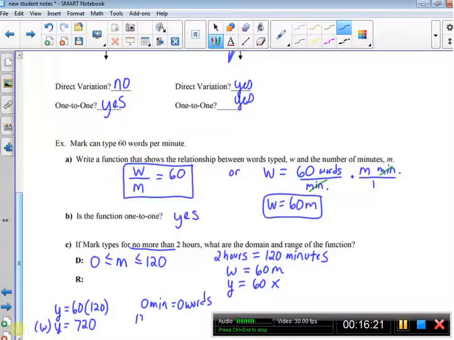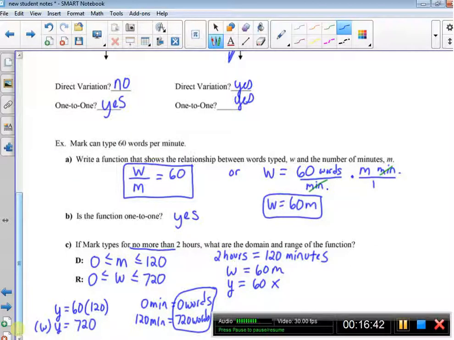But when you do 120 minutes, you get 720 words. So our range is going to go from 0 to 720, and it's going to be the y coordinate, which was the w.